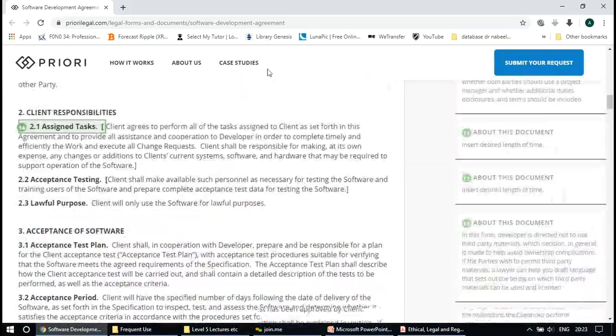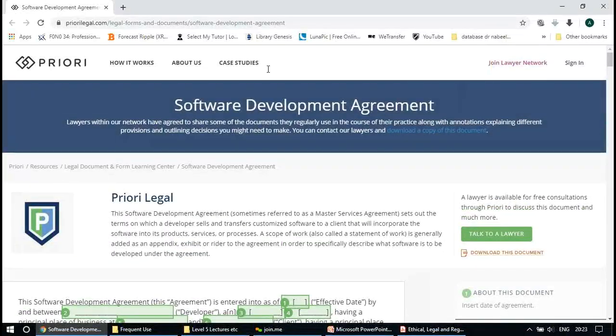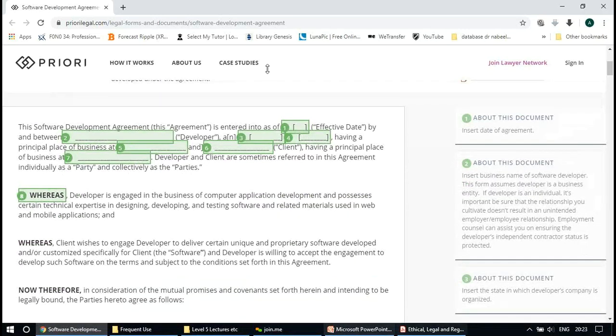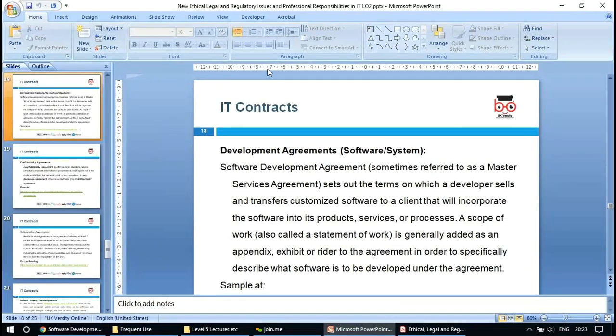So that's the importance of the agreement. You are an IT professional, so you definitely should have an agreement for the development.